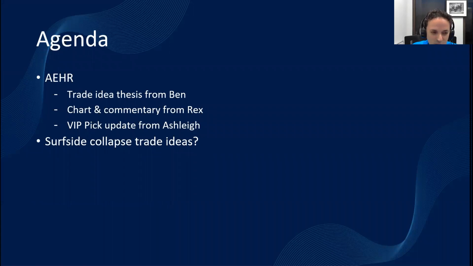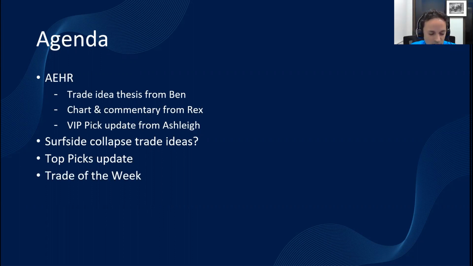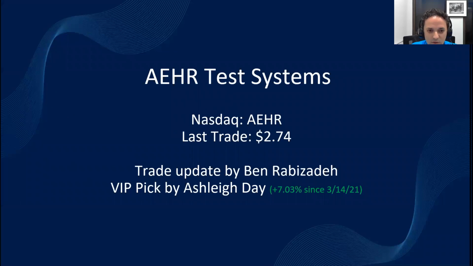Quickly, we'll see how much time allots, but we'll talk about the Surfside collapse in Miami and some trade ideas that may be available there. We'll do an update on the top picks that were presented last week and trade of the week. Those last 2 sections are not going on YouTube, so if you want to see that, please become a VIP member. All right, so Aehr Test Systems, ticker symbol AEHR, last trade 274.